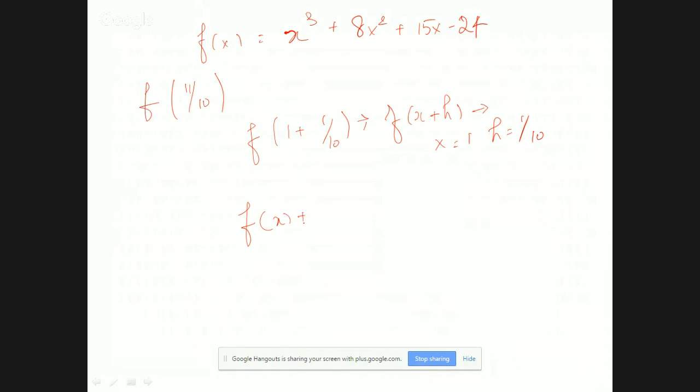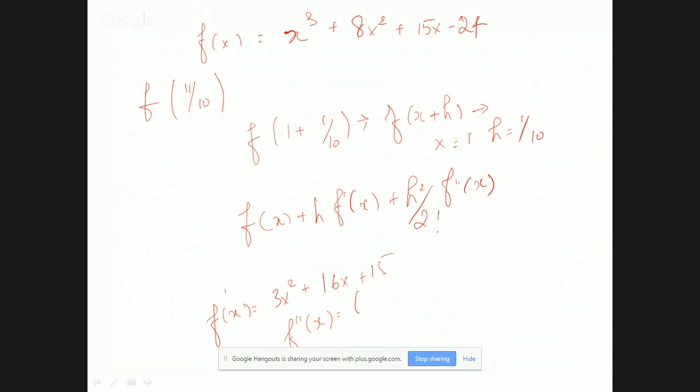So how will you expand this type of series? f of x plus h into f dash of x plus h square by 2 factorial into f double dash of x. So what do you have to find? Take the function f of x, find the first differentiation, 3x square plus 16x plus 15. Find the second differentiation, whatever you require. 6x plus 16. Find the third differentiation, 6. Substitute all these things in this.